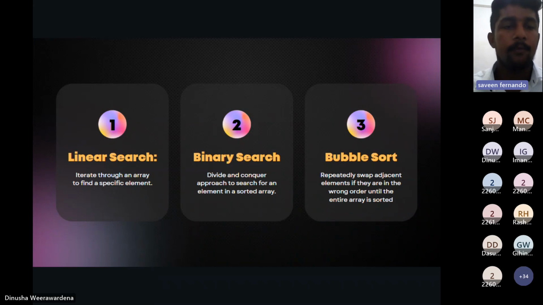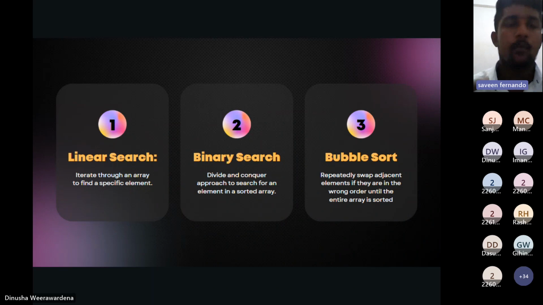And next we have binary search. Binary search is a more efficient search algorithm suitable for sorted arrays. It follows a divide and conquer approach. It starts by comparing the target element with the middle element of the array. If they match, the search is successful. If the target is smaller, the search continues in the lower half of the array. Otherwise, it continues in the upper half. The process is repeated until the element is found or the search space is exhausted.